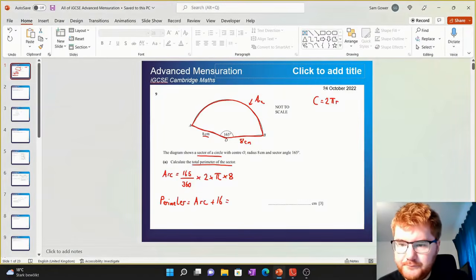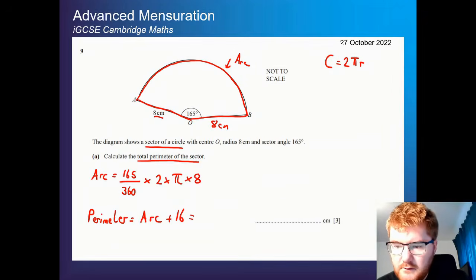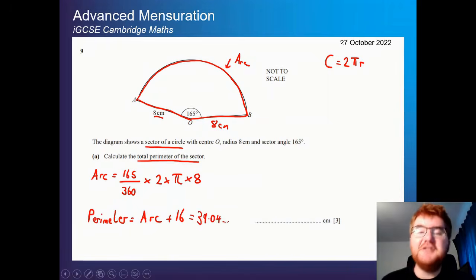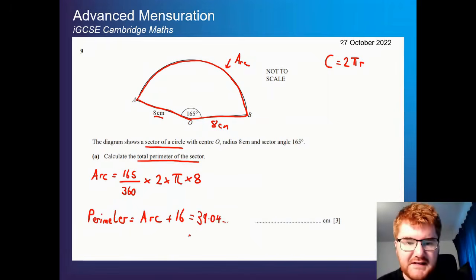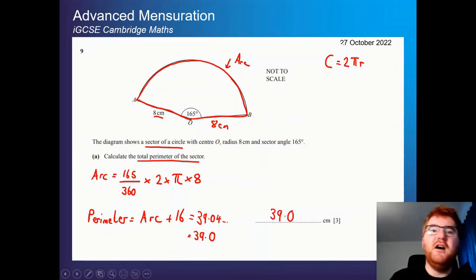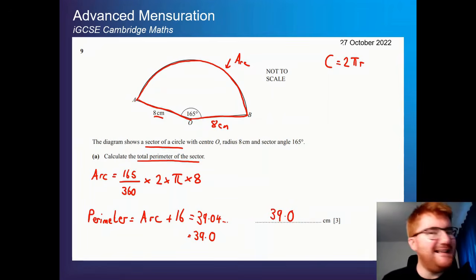39.04, which I'm going to write in here. So 39.04. Again, generally I'm going to do this to 1 decimal place here, so this will be 39.0 for our 3 marks. So starting off kind of nicely, it does get harder towards the end of the question.